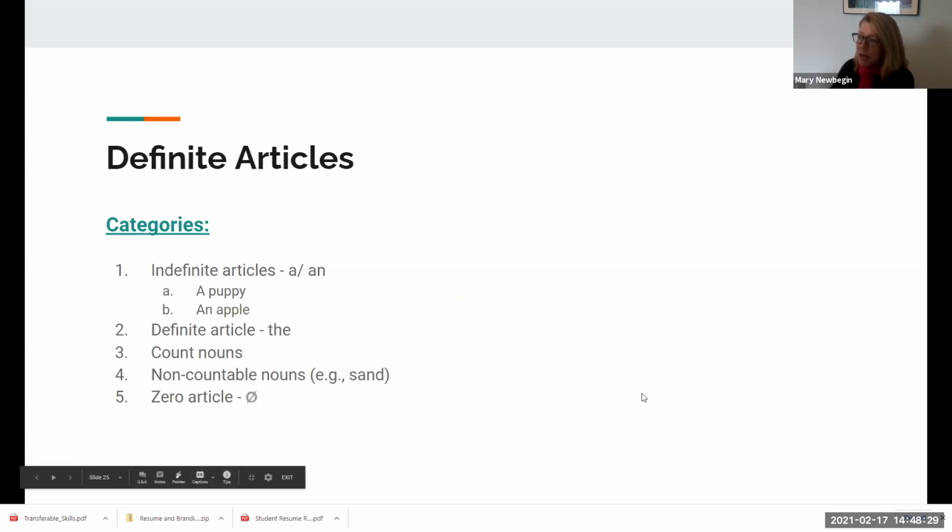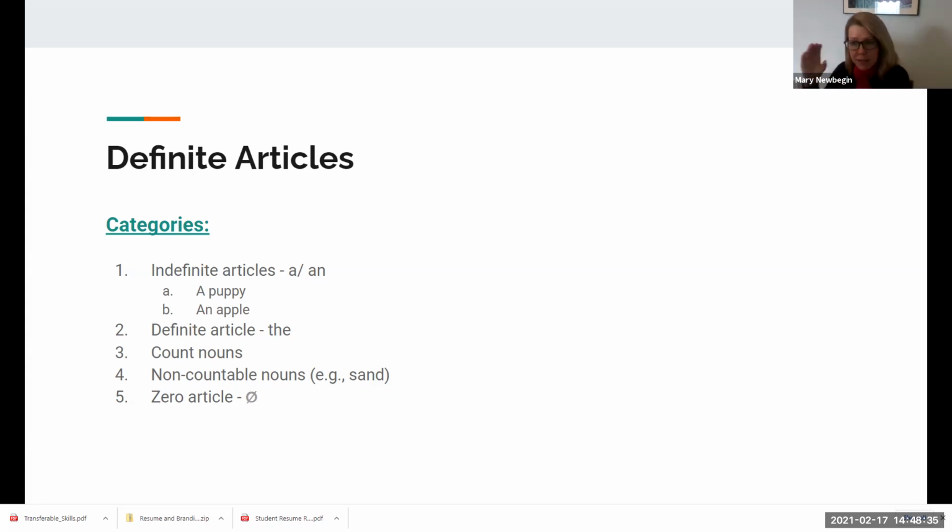Definite articles. Here we're talking about the categories, things that you can keep in mind. We have indefinite articles, definite articles, count nouns, non-countable nouns, and the zero article. Why does this matter? Well, sometimes you practice grammar and it still doesn't make sense, again going back to those exceptions to the rules.